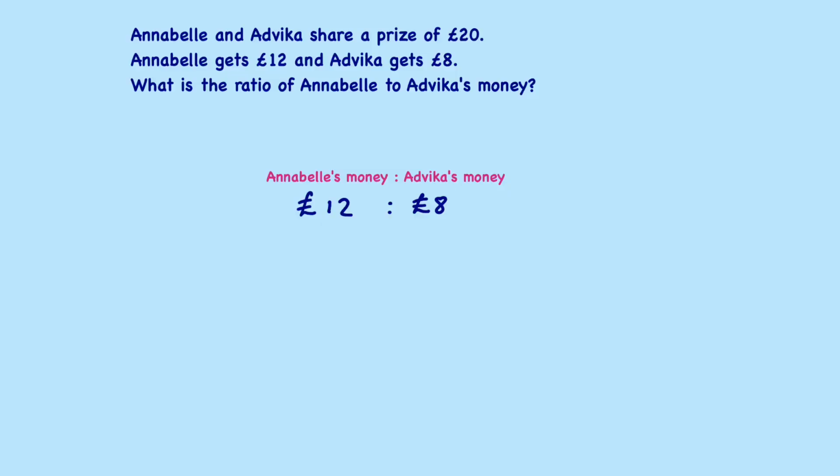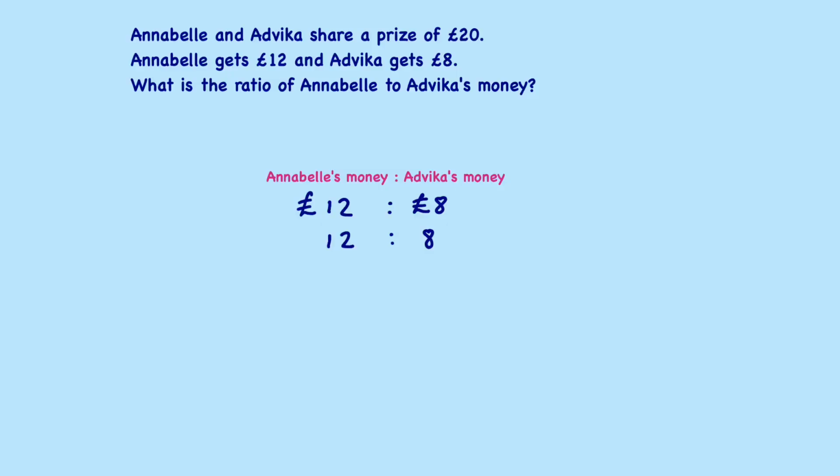However, with ratios, you should always simplify. It is very similar to fractions in that manner, in that whatever you do to the left-hand side to simplify it, you have to do the exact same thing to the right-hand side, otherwise you will affect the ratio of Annabelle's to Advika's. So the ratio of Annabelle's money to Advika's money is 12 to 8. However, we will always simplify that. So let's look at simplifying.